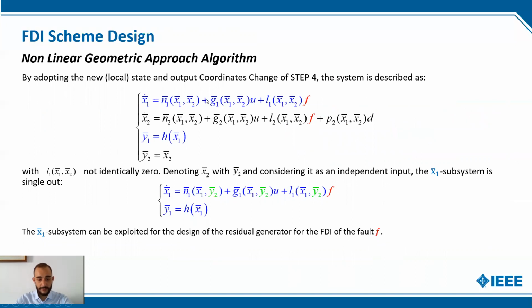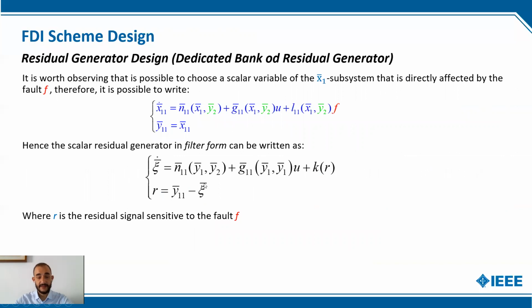Here on the top, there is the new subsystem. And as you can see, the equations in blue are directly affected by the fault and decoupled from the disturbances. Therefore, it is possible to isolate the blue subsystem to design the filter that will constitute the residual generation for the fault detection and isolation. It is worth observing that in the subsystem it is possible to choose a scalar variable that is directly affected by the fault. Therefore, you can design a scalar filter as shown here in the black system.